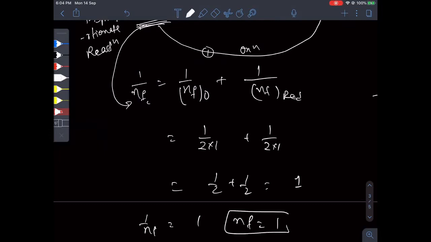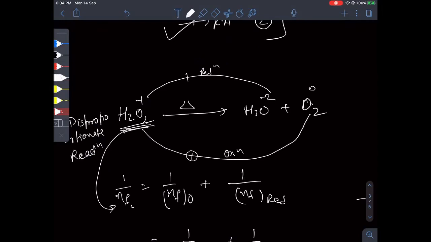Now this is really important. Only under one condition, when H2O2 is not reacting with any other species, rather it is undergoing self decomposition, then its N factor for this will be simply 1.